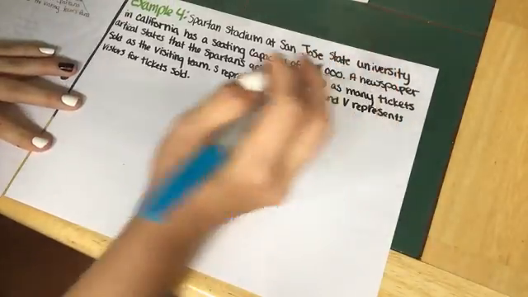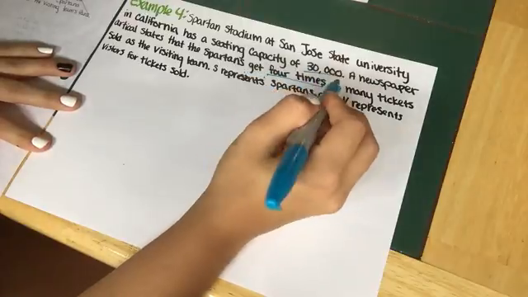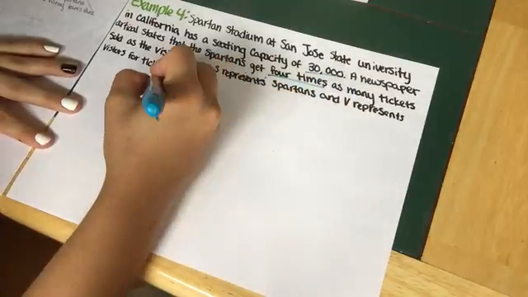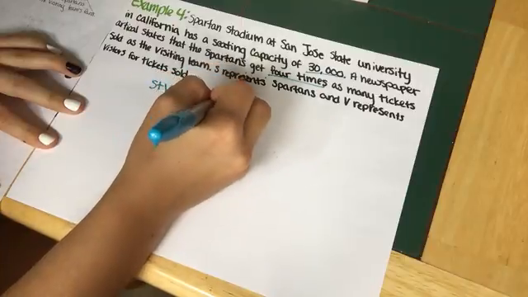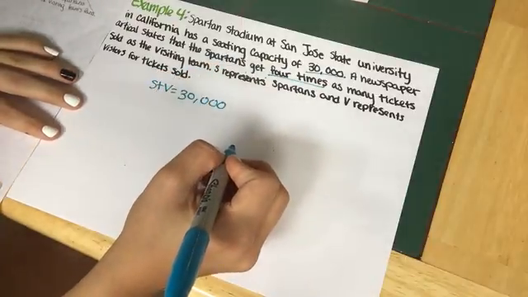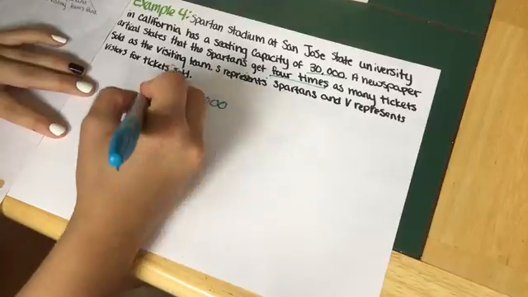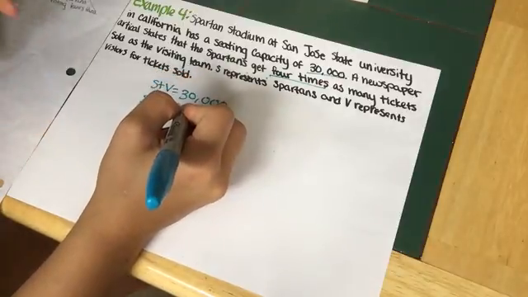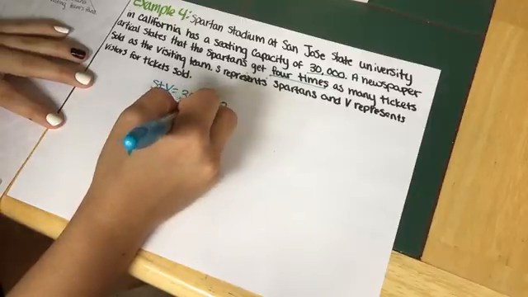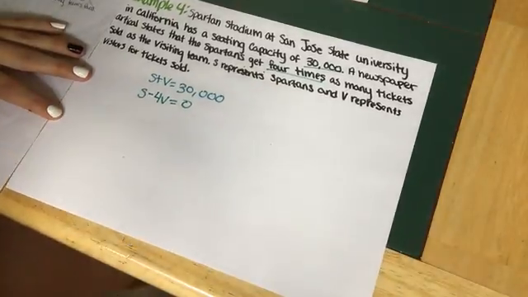So we need to know 30,000 and we need to know 4 times as many. So first we have S plus V is equal to 30,000. That's the initial tickets sold. And then we have Spartans minus 4 times the visitors, because Spartans get 4 times as many, is equal to 0. So now we're going to solve this.